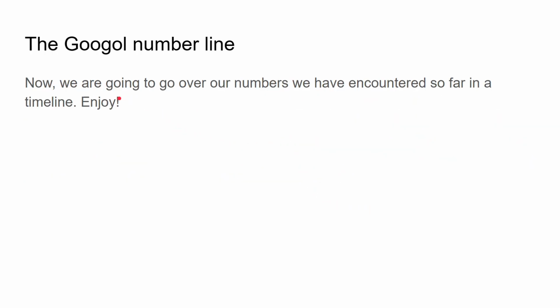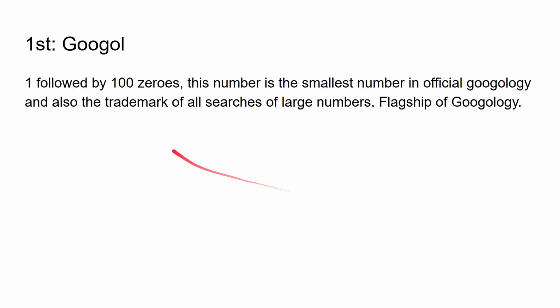So now we're going to do the Google number line, because I wanted to extend the video past the 6 minutes it's been. The first is the Google. The Google is the smallest official googologic number. It's the flagship of googology, hence the name. One followed by 100 zeros. I would have written it down here if I were not lazy.